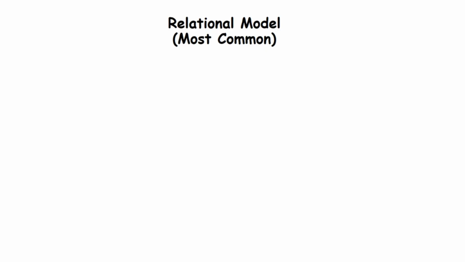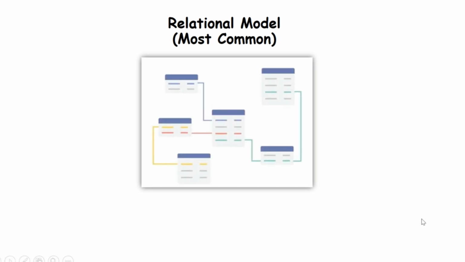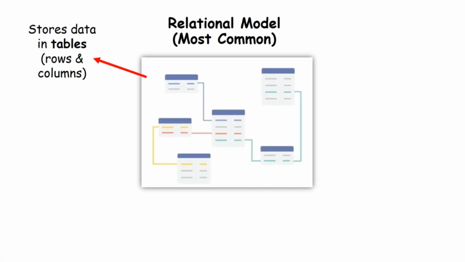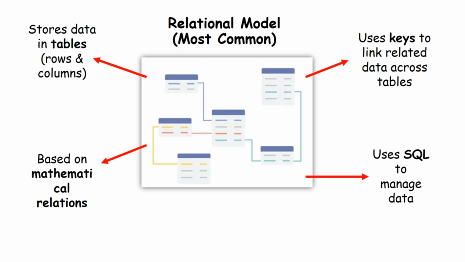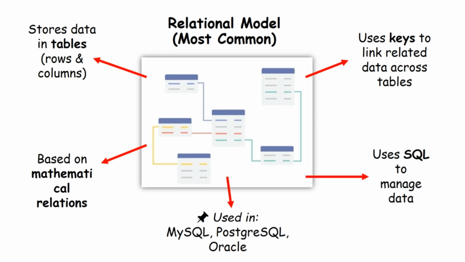Next is the most common model, called the relational model. Data is stored in tables, also called relations, and tables have rows or records and columns or fields. It uses primary keys and foreign keys to create relationships. It is based on mathematical relations, and it uses SQL to manage data. It is used in MySQL, Oracle, etc. If you look closer at this image, you can see how these tables are connected and related to each other using keys that help link related data across the tables. This is what a relational model basically looks like.